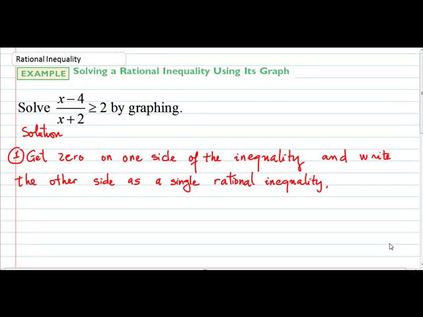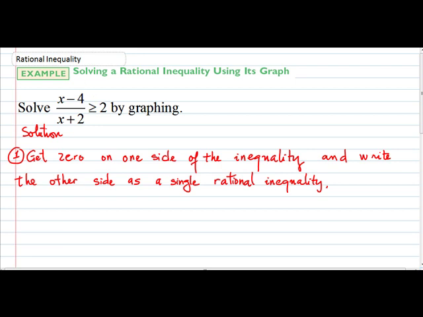In this example, I'm going to show you how to solve a rational inequality. This is a rational expression, meaning I have a polynomial over a polynomial, and this is an inequality. So we want to solve for x such that this expression is greater than or equal to 2.